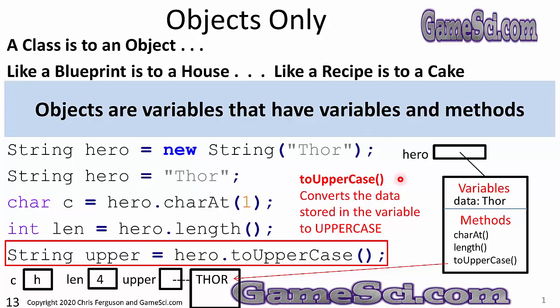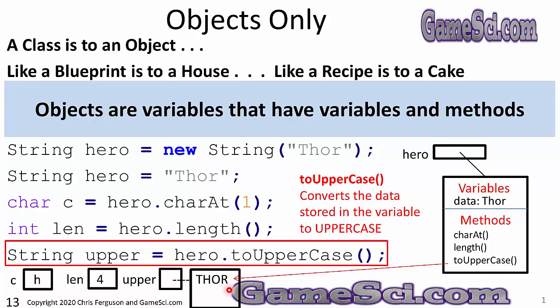Next up is toUpperCase. This converts the data stored in the variable to uppercase. This really highlights the fact that we are storing data or variables inside this object. We have some data stored in the object, Thor with an uppercase T. We want to convert this whole string to uppercase now. Go to the hero variable. The dot operator says go inside this object and execute toUpperCase. Well, what does toUpperCase do? It takes all these letters and makes sure every single one of them is an uppercase letter. And there it is, T-H-O-R in uppercase.